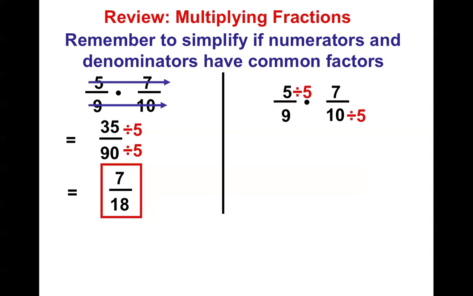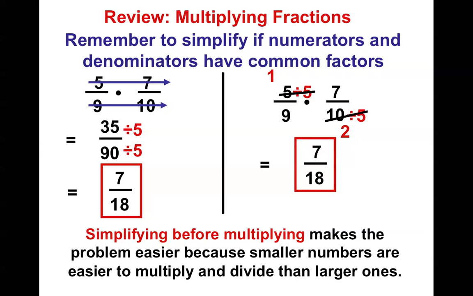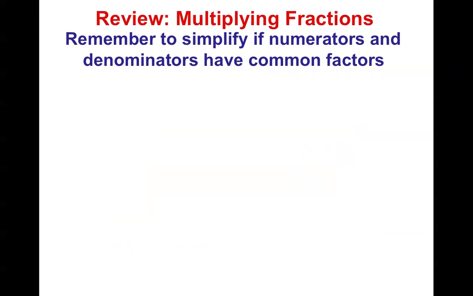You'll notice that you can simplify before you multiply. It's a very common saying in class, simplify before you multiply. It even rhymes. And now when I multiply the numerators, 1 times 7 is 7, and 9 times 2 is 18. Notice I get the exact same answer. I always like to say that simplifying before you multiply makes the problem easier, because smaller numbers are easier to multiply and divide than larger ones. You'll see how that works in a little bit on a couple of these examples.